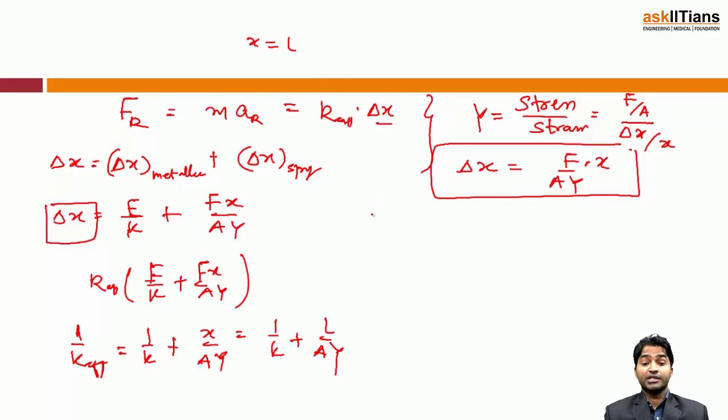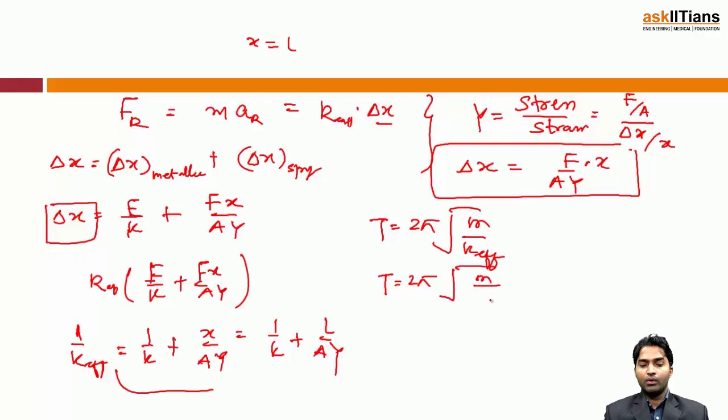So we want to know the time period. T is equal to 2π√(M/K effective). Calculating the value of K effective from here and substituting it in the main equation, we will get T = 2π√(M/K effective), where K effective is KAY upon (AY + KL), and that supports option B as the correct choice.